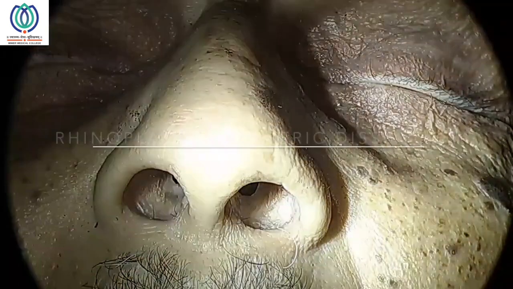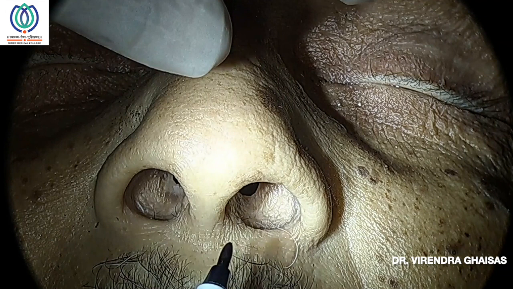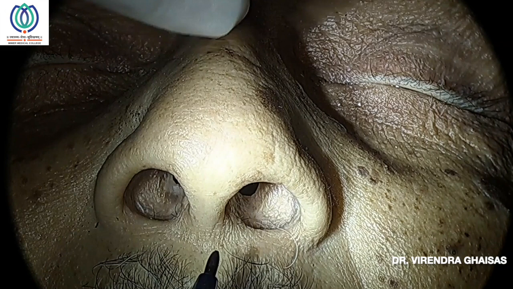Hello, I'm Dr. Virendra Gaisas, rhinoplasty surgeon from Pune, here to demonstrate a cadaveric dissection done at the Anatomy Dissection Hall, MIMER Medical College. I'm really thankful to the entire team of MIMER Medical College, Talegaon, for arranging a great cadaver.